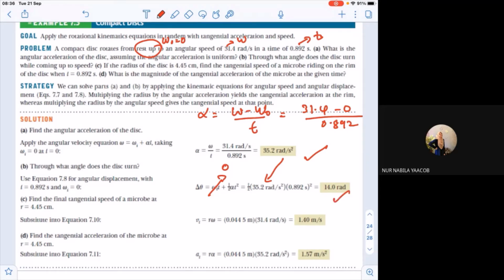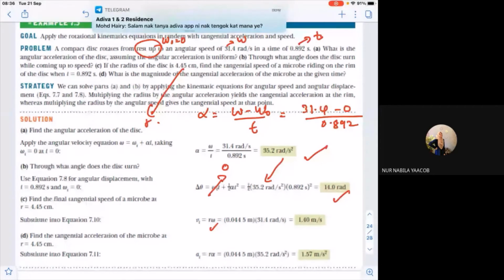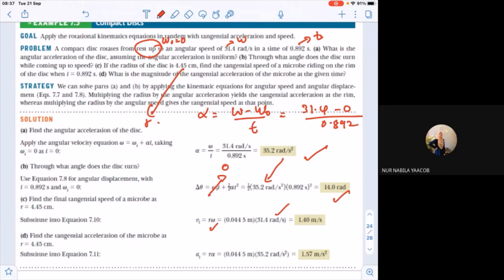Okay, and then part C: if the radius of the disc is 4.4, so this one is R, but you need to change it to meter. Find the tangential speed of the micro rope riding on the rim of the disc when t equals 0.892. So again, the tangential speed is R omega. So R is 0.04. You need to convert it to meters, and then you times it with the 31.4 radian per second. The answer is 1.4 meter per second.